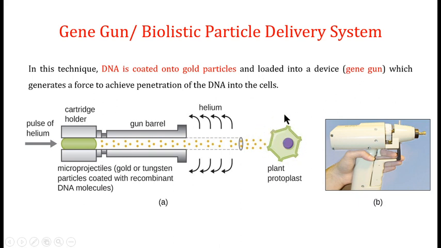Most of the time the DNA is coated on gold particles, but you can also use tungsten as a coating material. The problem with tungsten is that it can be cytotoxic to the cell as compared to gold. Gold is most of the time non-toxic. So in most gene gun methods, the DNA of interest is coated on gold and, with the help of helium pressure, is introduced into the host cell.